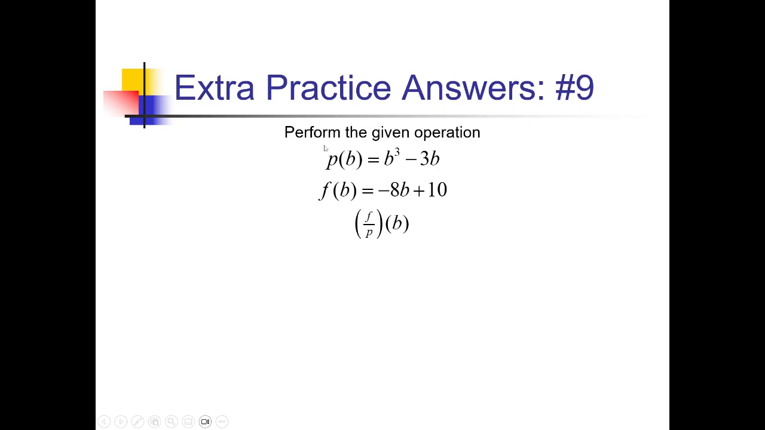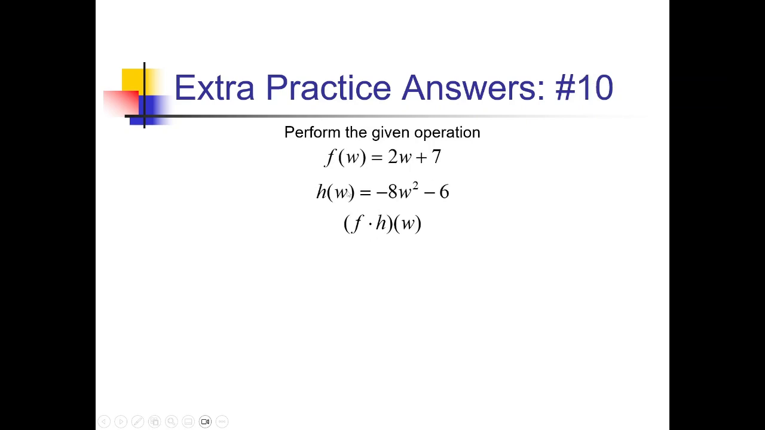For number 9, we have these crazy functions, p and f, and I'm doing f over p of b. So basically taking the f function, negative 8b plus 10, and dividing it by the p function, b cubed minus 3b. It is possible to factor both of these, but nothing is going to cancel out when you do that, so you actually could just leave it in this form and move on to the next problem.